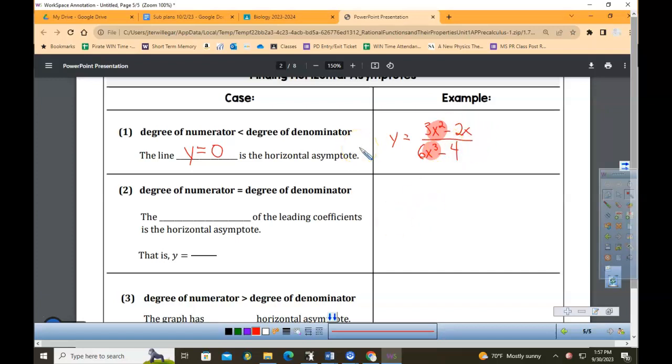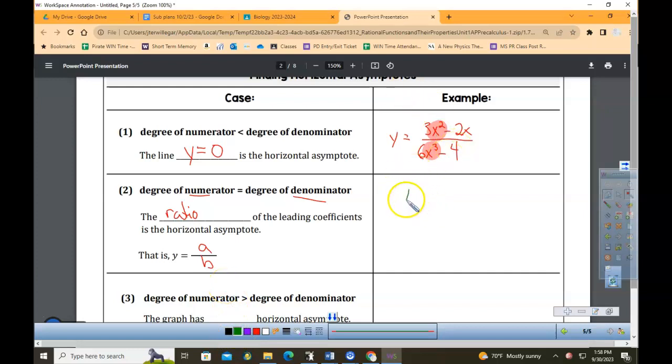Now, if the degrees are the same on the top and the bottom, then we take the ratio of the leading coefficients, and it's going to be equal to A over B. The better thing to do on this is to look at an example.